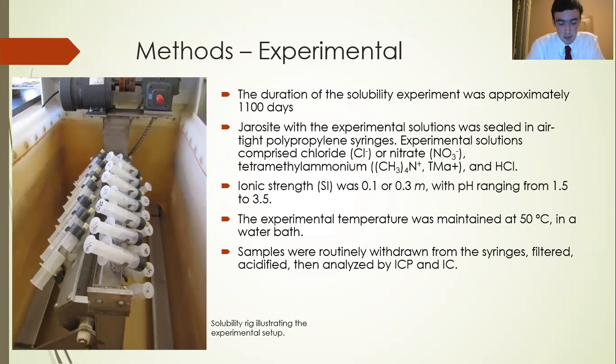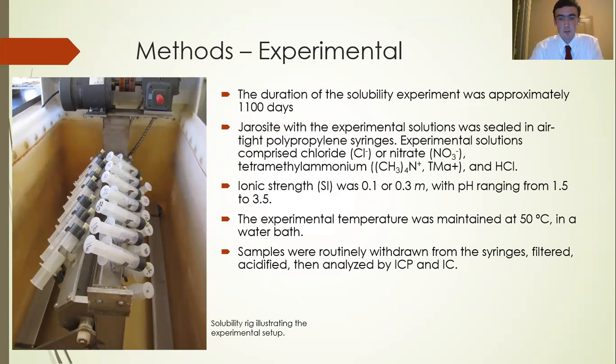samples of jarosite, both synthetic and natural, were sealed in syringes in solutions comprised of chloride or nitrate, as well as tetramethylammonium, from here on out referred to as TMA, and hydrochloric acid. Samples were reacted at ionic strengths, also SI, of either 0.1 or 0.3 molal, and a range of starting pH from 1.5 to 3.5. Samples were reacted at 50 degrees Celsius in a water bath.